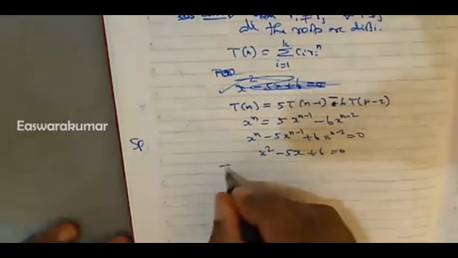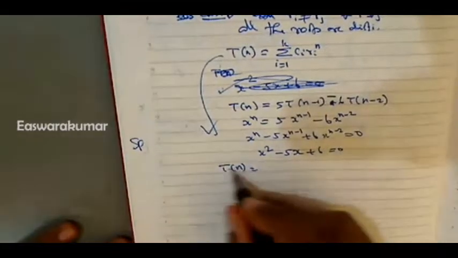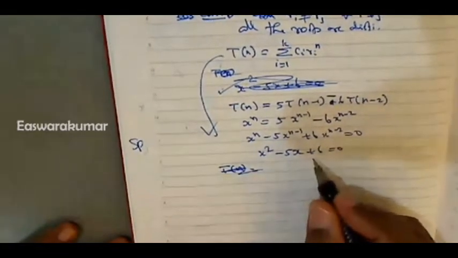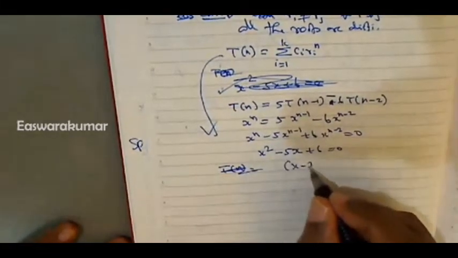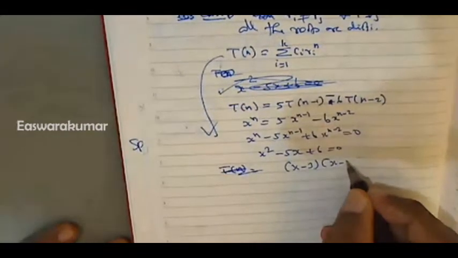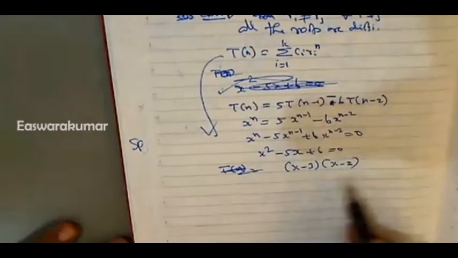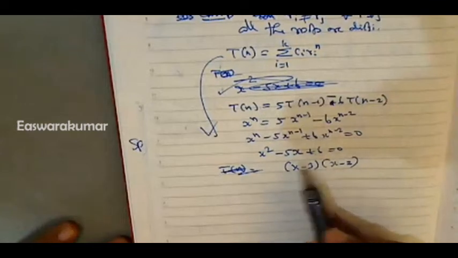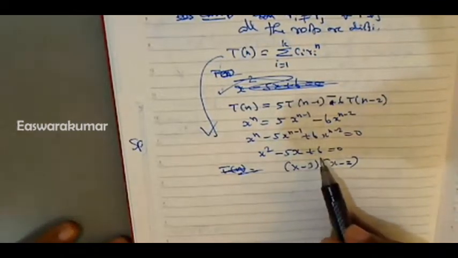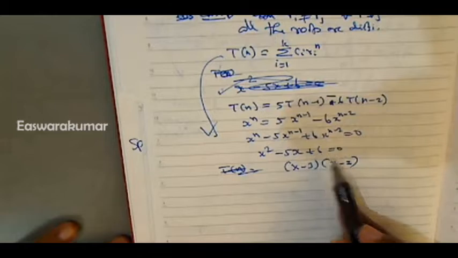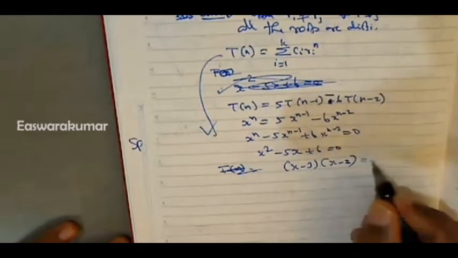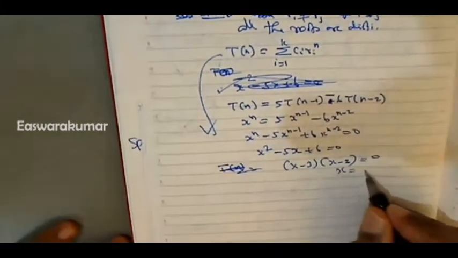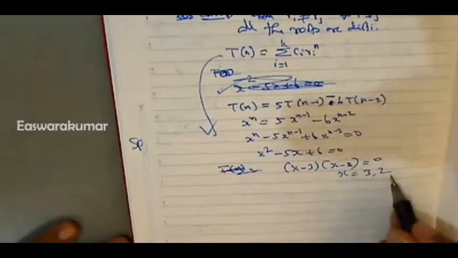So if that's the case, what do you get? Your complexity will be t of n is equal to, according to this formula, here you have to find the roots, right? Factorization is x minus 3 into x minus 2, because the sum is 5 and the product is 6. So you get two factors. So this is 0. That means the values of x are 3 and 2. Now these are the roots.